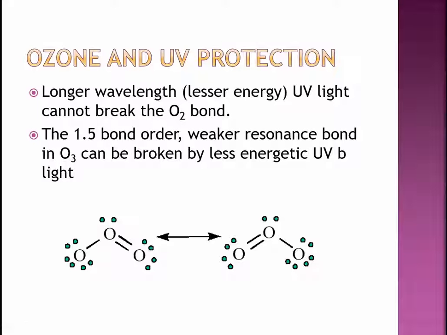So ozone is what helps stop the UVB light. UVB light is strong enough to break this bond in ozone, but not strong enough to break the bond in O2. So then that will split the ozone molecule. And there's a whole system where the ozone gets replenished and all that stuff, which we'll talk about. But basically for now, just know the differences in bond strength between the O2 and the ozone, and the fact that oxygen can block higher energy light than ozone can.